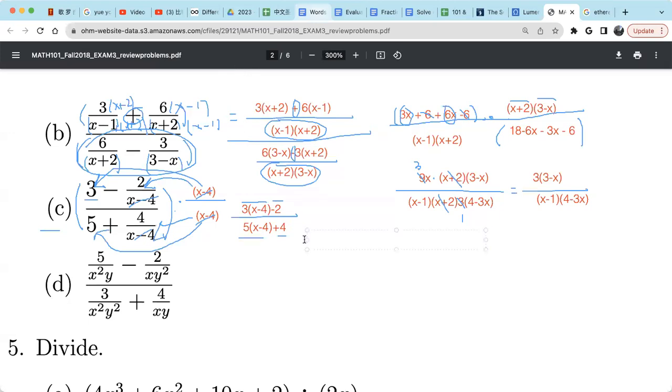So now I'll simplify it. Numerator, I have 3x minus 12 minus 2. Well, minus 12 minus 2 is minus 14. Denominator will have 5x minus 20 plus 4. Right? 5 times x, 5x. 5 times negative 4, negative 20, then plus 4. Well, what's negative 20 plus 4? Negative 16. And nothing can be simplified. We leave it like this.